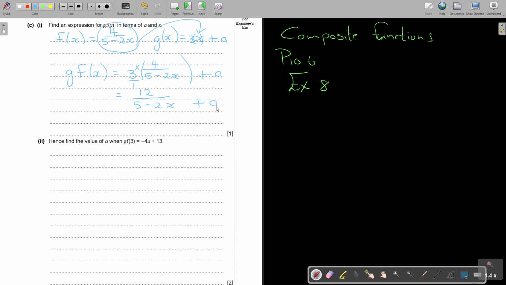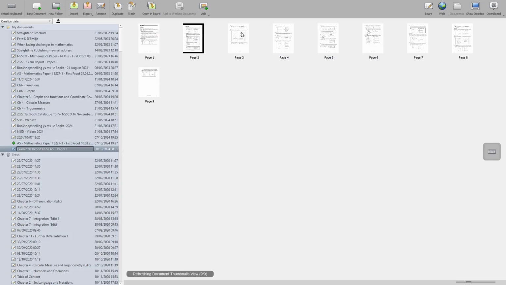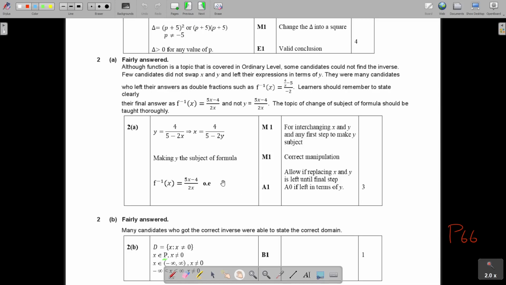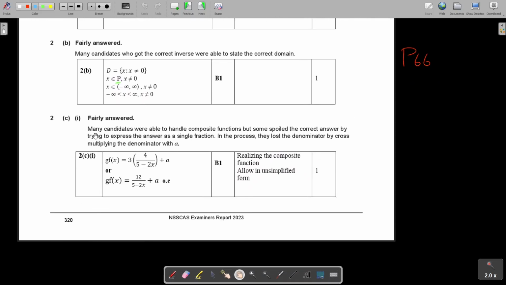Okay, I'll show you every part, because I think it's just easier, after I did the question, that you quickly see on the report what they told you. Okay, so that was number 2b, and we did 2b, and there is 2c, the first one. Fairly answered. Many candidates were able to handle composite functions, but some spoiled the correct answer by trying to express the answer as a single fraction. In the process, they lost the denominator by cross-multiplying the denominator with a.